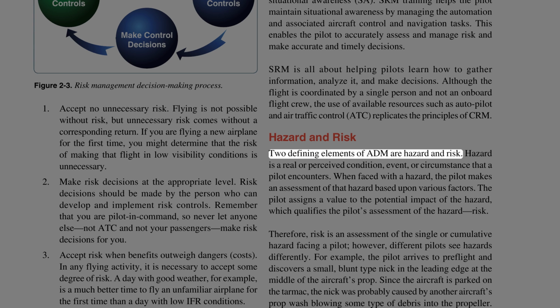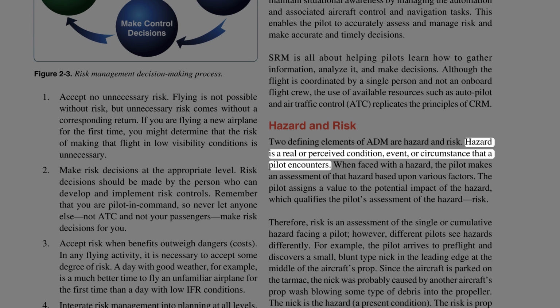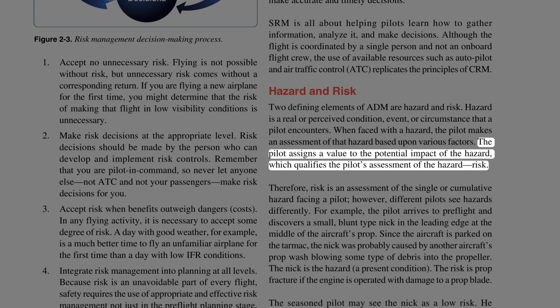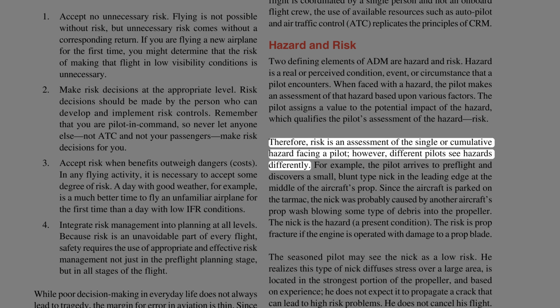Hazard and risk. Two defining elements of ADM are hazard and risk. Hazard is a real or perceived condition, event, or circumstance that a pilot encounters. When faced with a hazard, the pilot makes an assessment of that hazard based upon various factors. The pilot assigns a value to the potential impact of the hazard, which qualifies the pilot's assessment of the hazard, risk. Therefore, risk is an assessment of the single or cumulative hazard facing a pilot. However, different pilots see hazards differently.